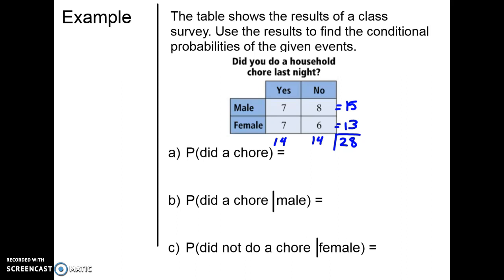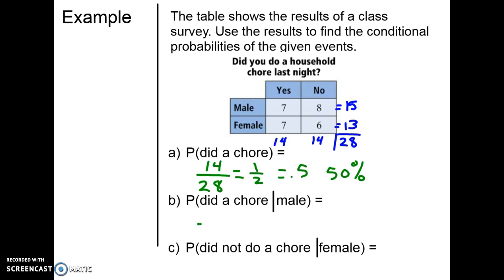So here, the probability of did they do a chore? Well, there are 14 that said yes out of the total of 28. You could reduce that to 1/2, or that would be 0.5 or 50%. So here it was 50-50. But now they're putting some conditions on it. So B is, what's the probability that they did a chore given that they're male?